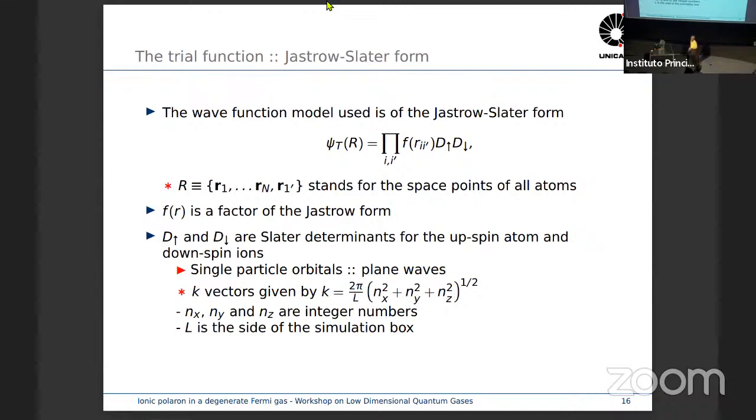Of course, when we have just one single ion, one single atom with down spin, we don't need this determinant in this case. The single particle orbitals in these determinants are plane waves, where we take these K vectors in a manner consistent with the size of our simulation box.